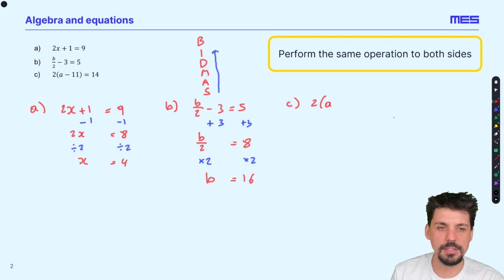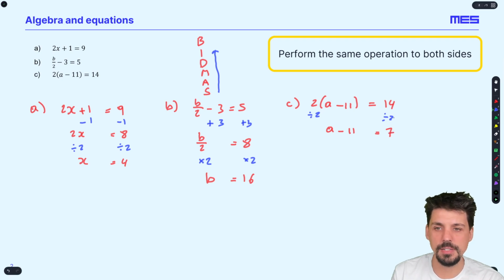Now brackets, no worries, complete it, mate. All right. So first thing we're going to do is deal with our multiplication, the 2 times 2. So how do we undo a times 2? We divide by 2. So it tells me that a take away 11 is 7. Then I can deal with the addition.